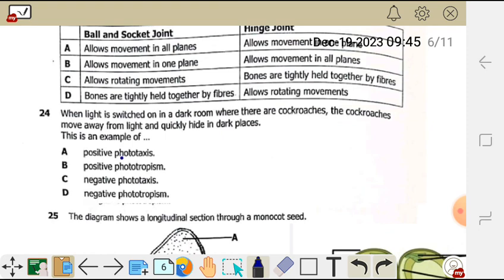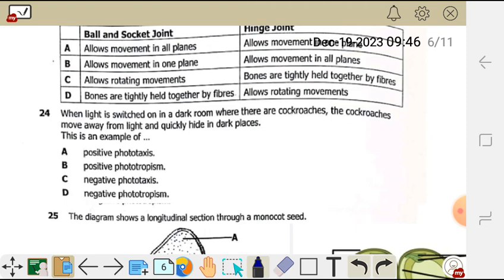So when you hear the word tropism, tropism involves plants, and taxis involves animals, or insects in short. Taxis involves movement of the whole organism from one place to another. Then with tropism, only a certain part of that organism is moving towards that stimulus.